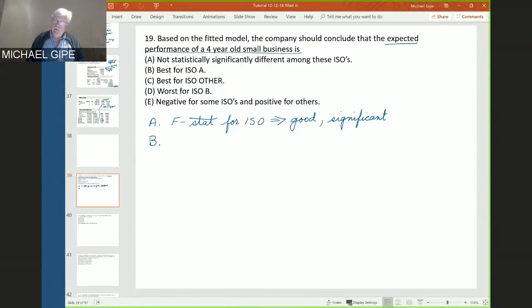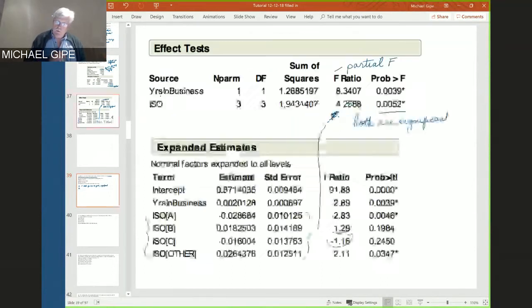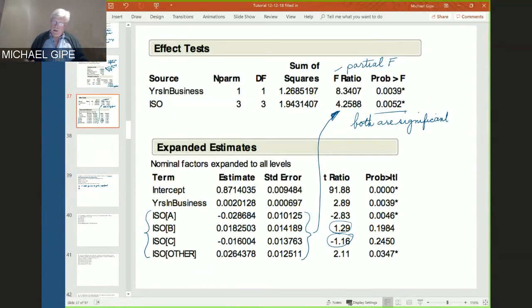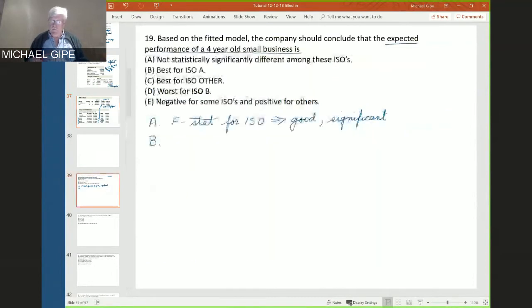How about the expected performance is better or best for ISO A? Well, now we're going to have to look at the actual coefficients there. And if we look at ISO A, it's negative 0.0286 compared with B, positive 0.18, ISO C, negative 0.01, ISO other 0.026. Well, clearly, with a negative coefficient, that means it is worse performance. And in fact, it's the worst one. So B can't be correct.